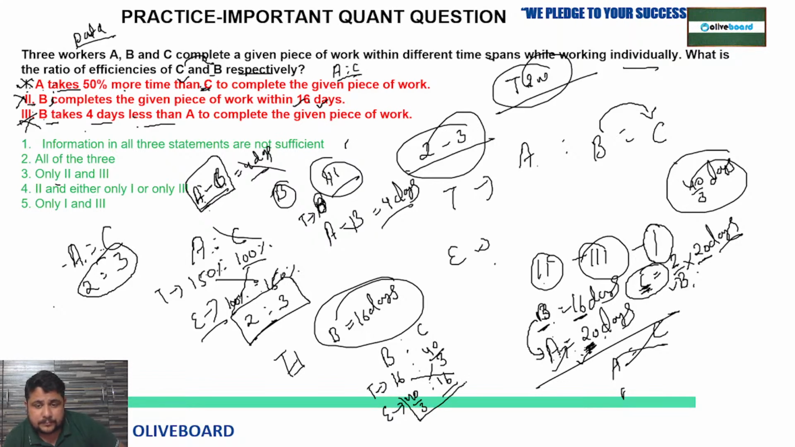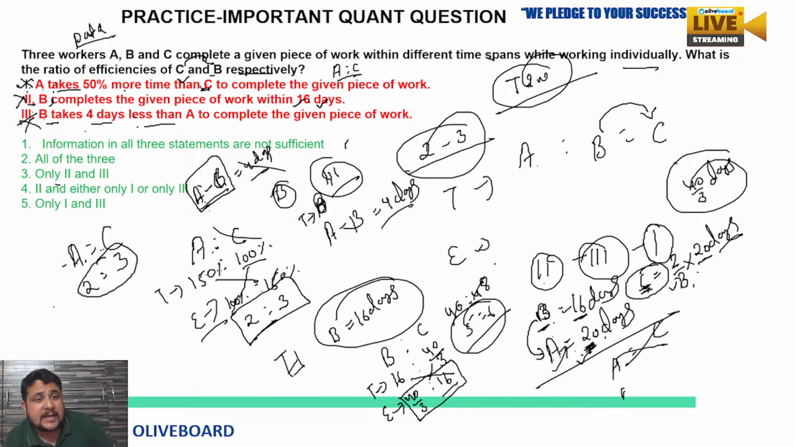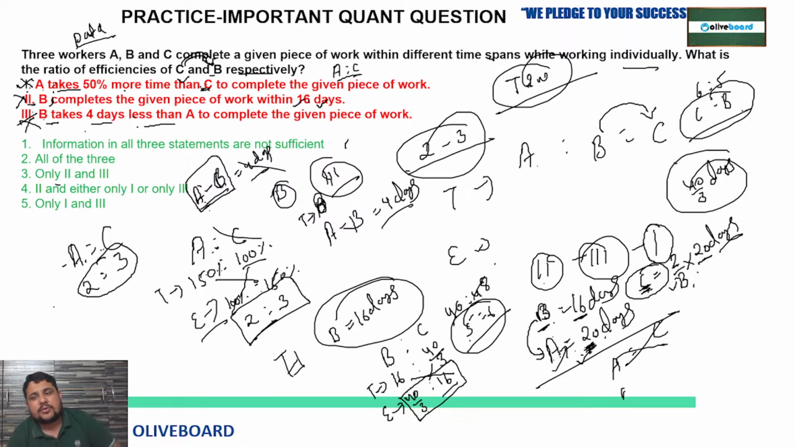Clear? Tell me, everyone. So 40/3, just multiply by 3 here. 16 3s are 48. So 40 ratio 48. By 8 you can cancel, so 5/6. So the efficiency ratio of B to C is 5/6, but they are asking the ratio of efficiencies of C to B. C to B is going to be 6/5, because B to C I calculated as 5/6.